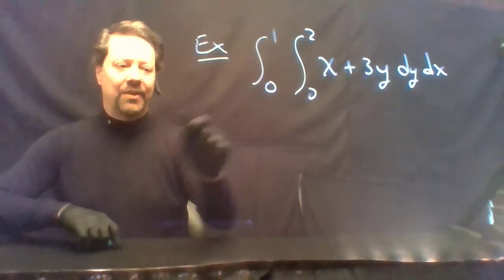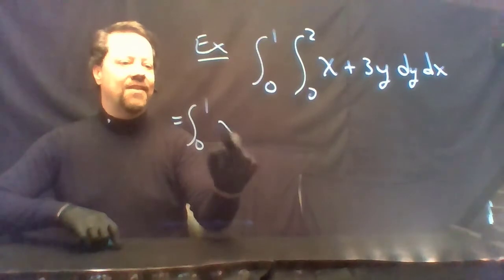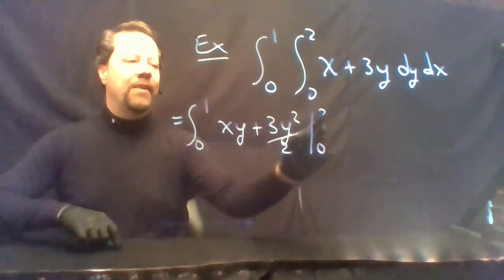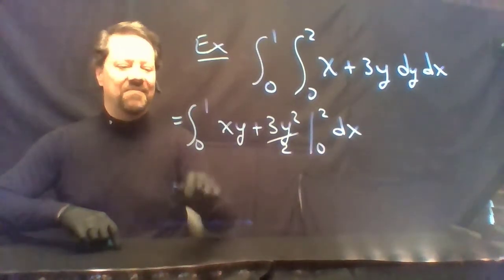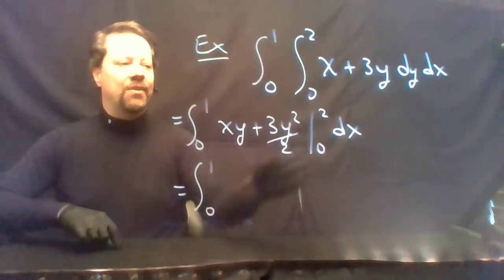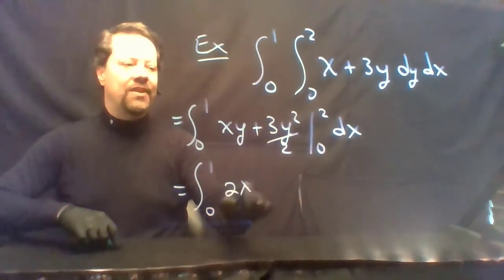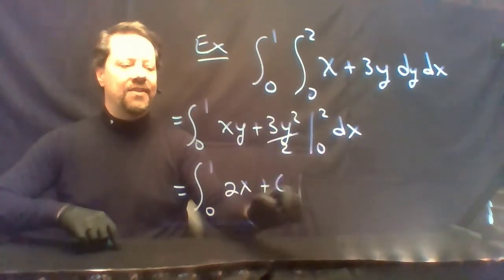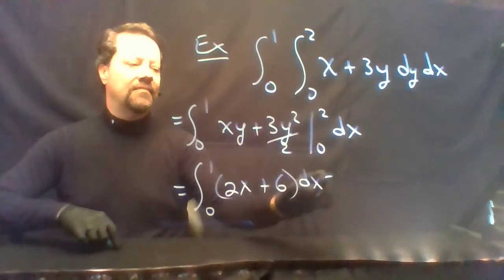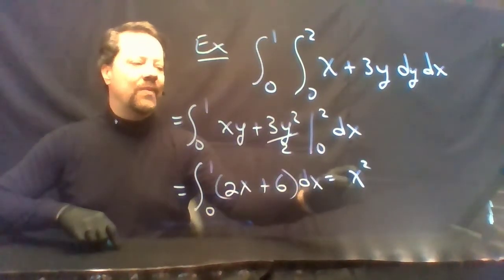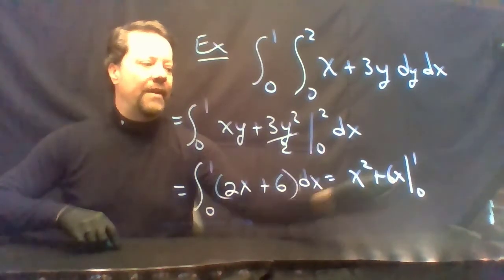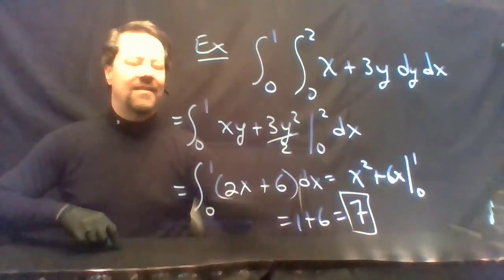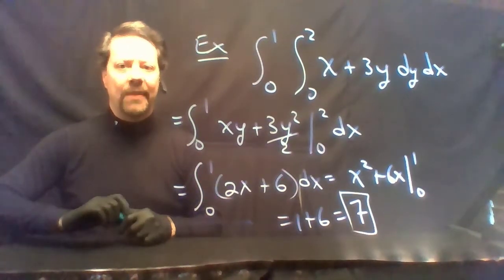First, we integrate with respect to y. This gives us xy plus 3y squared over 2 evaluated from 0 to 2 dx. That will be the integral from 0 to 1, plugging in 2 for y. We get 2x plus 2 squared is 4, divided by 2 is 2, times 3 is 6. Integrating with respect to x, we get x squared plus 6x, evaluated from 0 to 1. That's going to be 1 plus 6, or 7. Let's evaluate it the other way now.